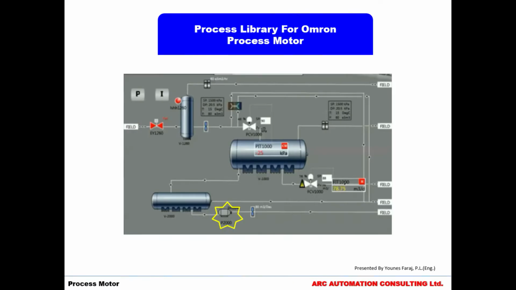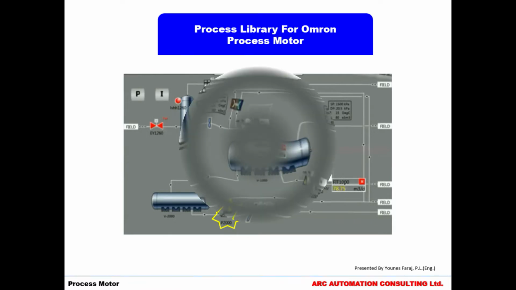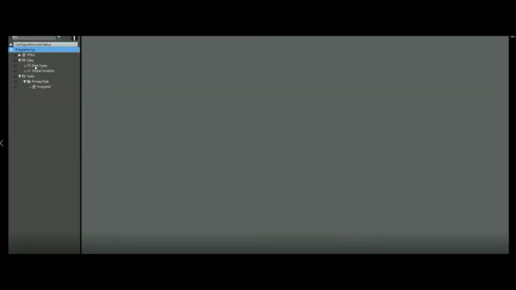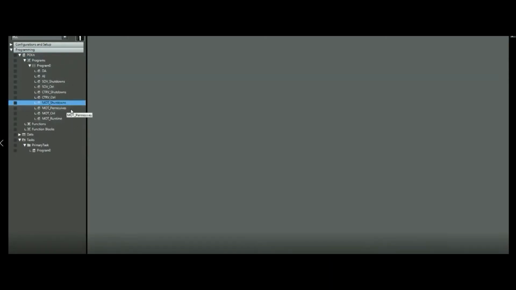In this video, we are going to discover the process motor object, how it works, and its functionality. You will see here under programming, we have one program with a few sections. Each section is dedicated to a specific object. The ones we're interested in for this video are these four right here: MOT shutdowns, permissives, control, and runtime.